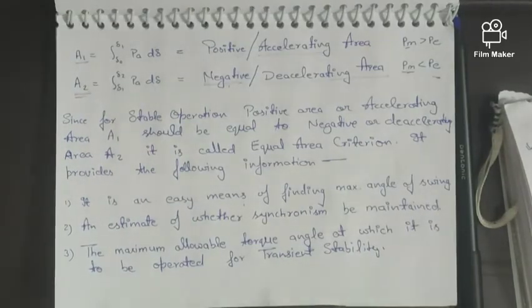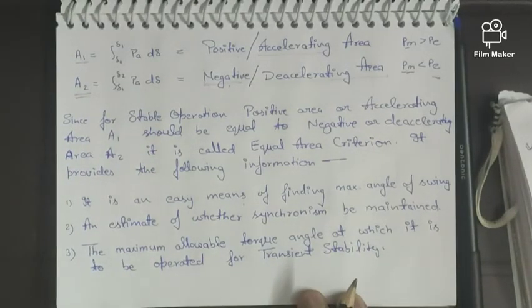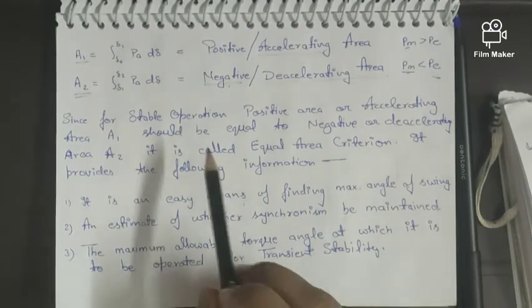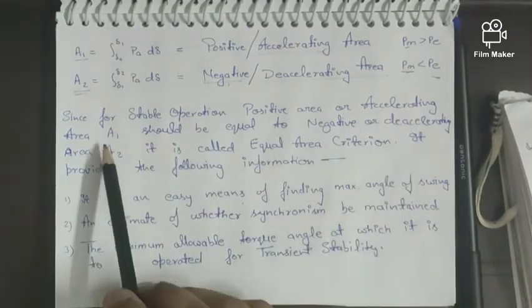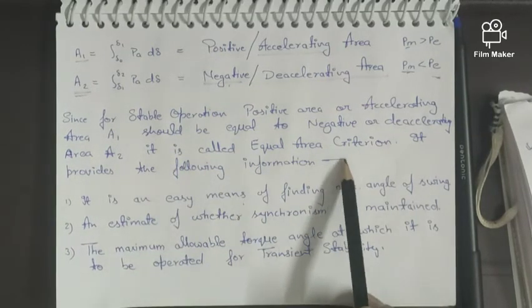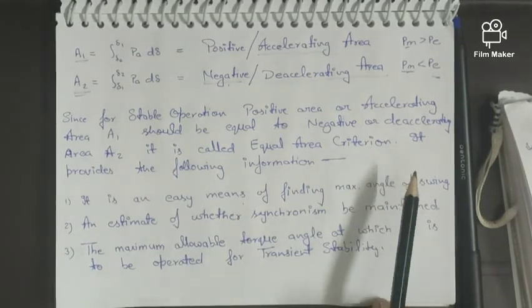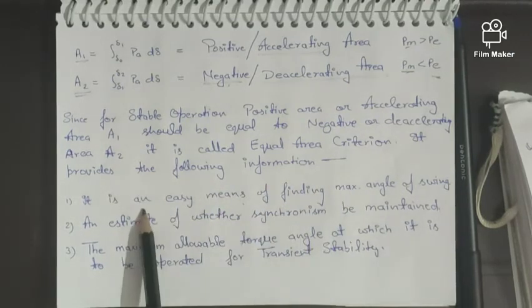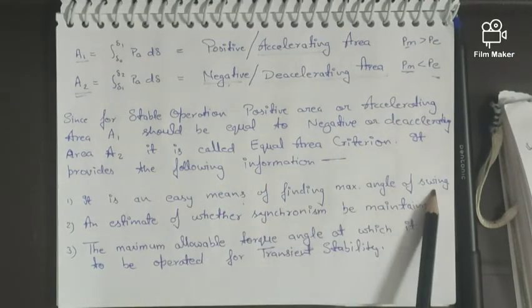so this was the equal area criteria. Since for stable operation, positive area or accelerating area A1 should be equal to negative or decelerating area A2, it is called equal area criteria. So it provides the following information. It is an easy means of finding maximum angle of swing.